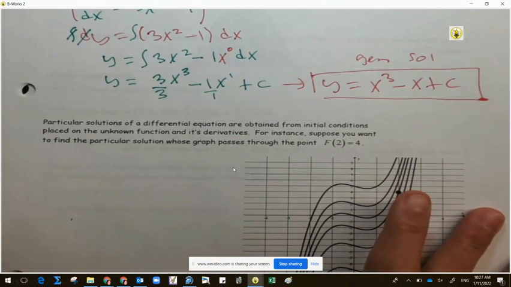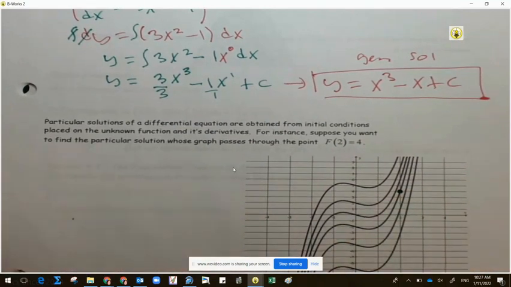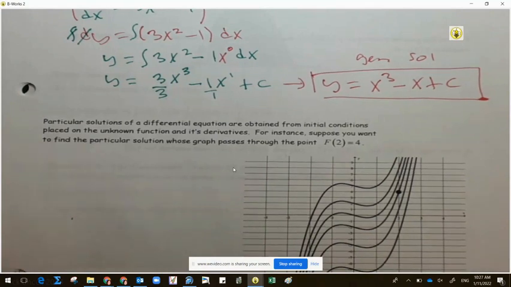Okay, Xavier, let's read the next sentence or paragraph. Particular solutions of a differential equation are obtained from initial conditions placed on the unknown function and its derivatives. For instance, suppose you want to find a particular solution whose graph passes through the point (2, 4).